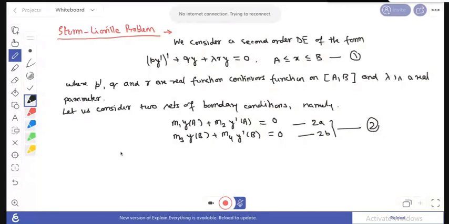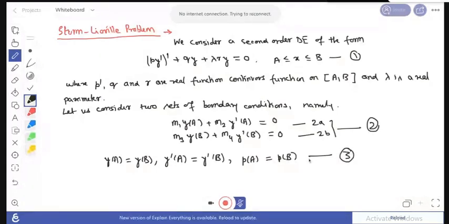Okay, another boundary condition, which is periodic: y(a) equals y(b), and y'(a) equals y'(b). These boundary conditions are given at a and b, and the functional values at point a and point b are also the same. Suppose this is your other boundary condition, equation number 3.